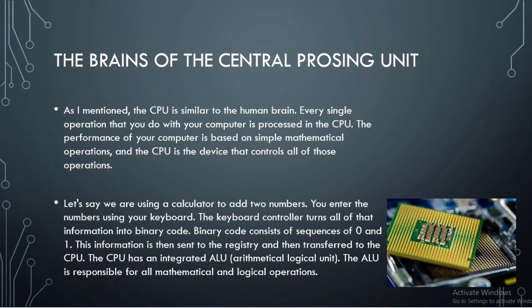The performance of your computer is based on simple mathematical operations, and the CPU is the device that controls all those operations. Let's say we are using a calculator to add two numbers. You enter the numbers using your keyboard. The keyboard controller turns all that information into binary code. Binary code consists of sequences of 0s and 1s. This information is sent to the register and then transferred to the CPU. The CPU has integrated arithmetic logic units. They're responsible for all mathematical and logical operations.